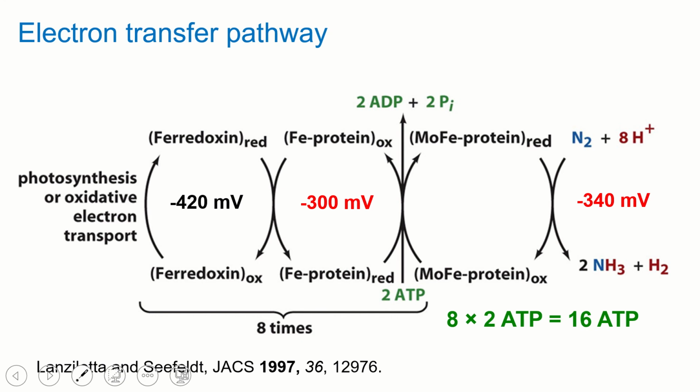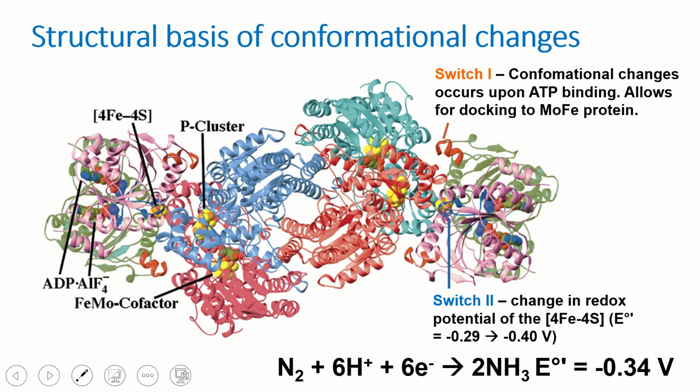But remember that there is a sort of a dilemma here. While the ferredoxin reduction potential and the iron protein reduction potential make sense for transfer of the electron to the iron protein, it doesn't make sense for transferring from the iron protein ultimately to dinitrogen. The relative reduction potentials aren't such that this is a suitable electron transfer pathway. But what we're missing here is that there are several conformational changes that occur from ATP binding that allow for the reduction potential to change.